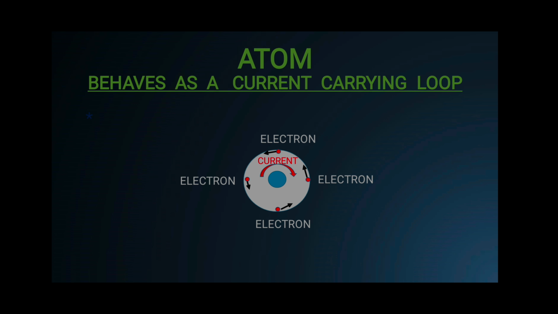This diagram shows that in an atom there is a nucleus around which electrons are revolving in circular orbits. Now electrons carry negative charge. As shown in this figure, a current can be supposed to flow in the direction opposite to the direction of motion of electrons. So this diagram shows that the orbit of electrons can be treated as a current carrying loop. So as a whole, the atom behaves as a current carrying loop.